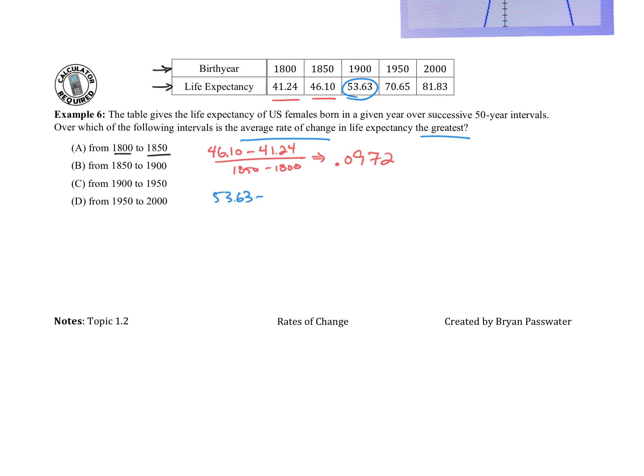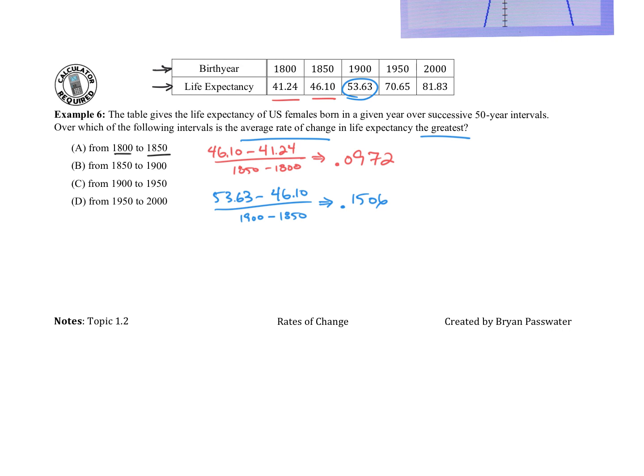53.63 minus 46.10 over 1900 minus this 1850. And so then I'd press that into my handy dandy calculator. And so my average rate of change is 0.1506. All right. And so now we got to do part C.